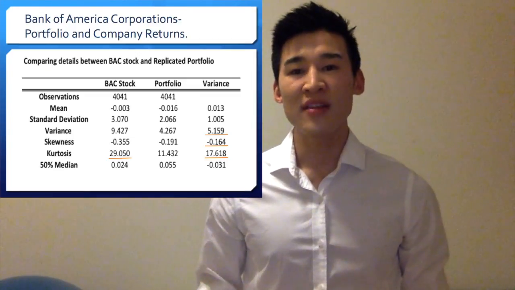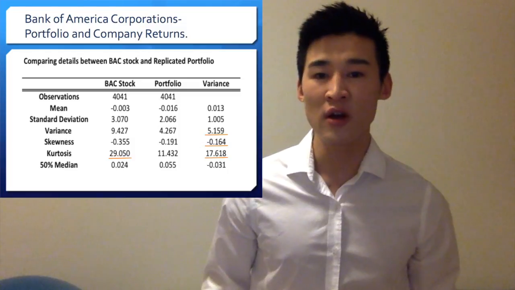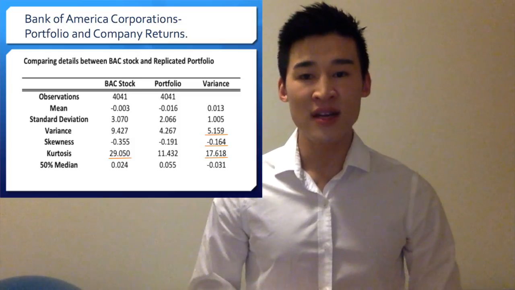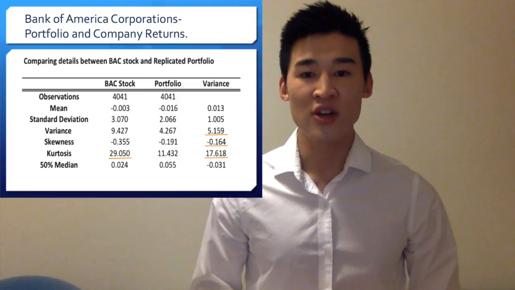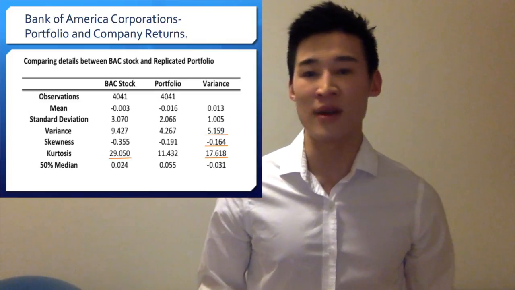So when we compare the details between Bank of America stock and our replicated portfolio, here are the results, and as we can see, there are large differences in variance, skewness, and kurtosis. These three variables show that the portfolio does not exactly mimic Bank of America's returns.